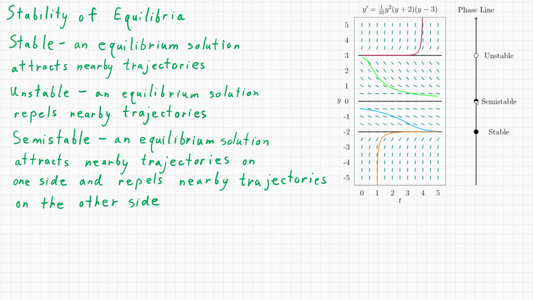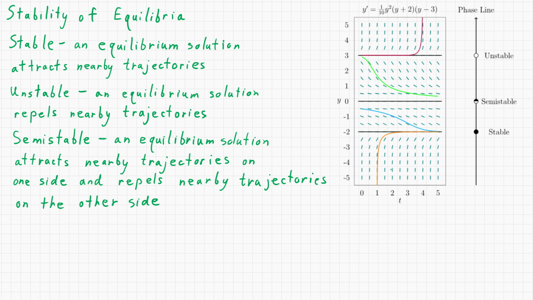Semi-stable equilibrium, also called half-stable sometimes, is usually signified as a combination of the unstable and stable. So this one has an unfilled circle on the bottom and then a filled circle on the top. The unfilled circle is for the unstable side of the equilibrium solution, and the filled half circle is for the stable side of the equilibrium solution.